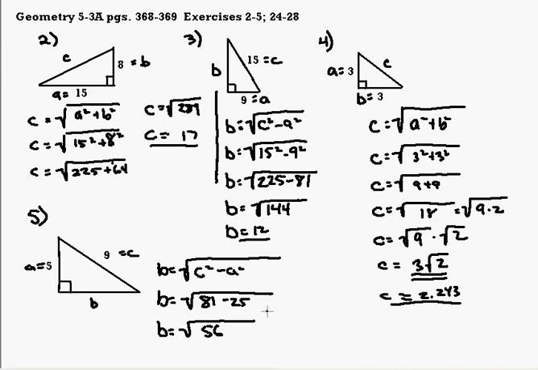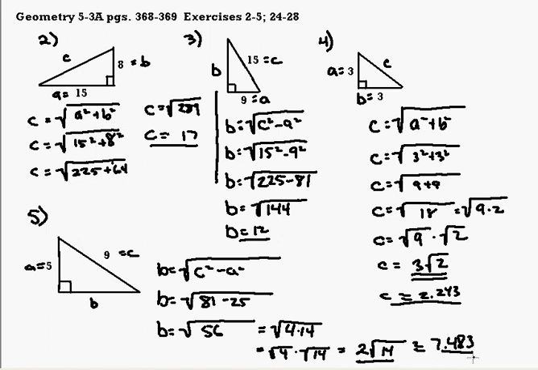56, which is equal to the square root of 4 times 14. So that's the square root of 4 times the square root of 14, and the square root of 4 is 2. So this is equal to 2 times the square root of 14. Now if I multiply 2 times the square root of 14, I get approximately 7.483. That's exact, that's an approximate.